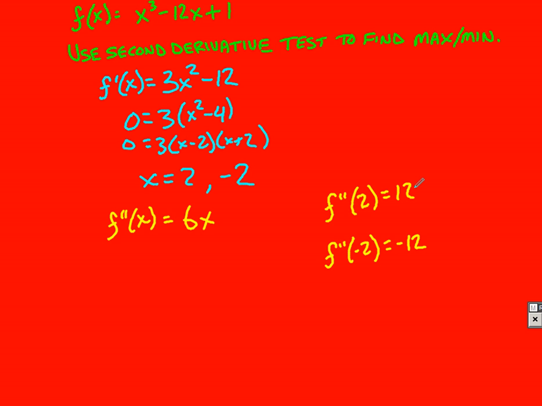With that positive 12 here, that means this is concave up because it is positive. And when it's concave up, that means it's looking something like this. That means we must have a minimum at x equals 2. Same thing here. If I have concave down because it's negative, that means I have to have a maximum at this point, x equals negative 2.